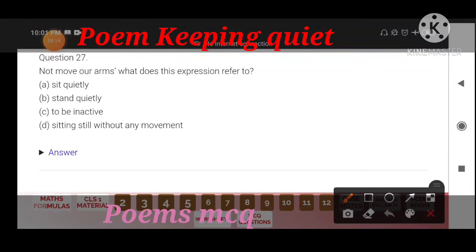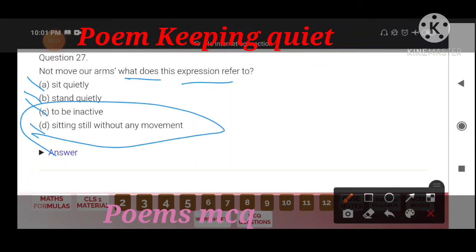Not move our arms. What does this expression refer to? Sit quietly, stand quietly, to be inactive, sitting without any movement. The answer will be D, sitting still without any movement.